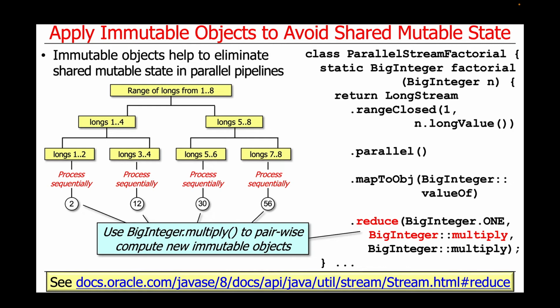For example, you can see here on the slide that the values 1 and 2 will be multiplied together to create 2. The values 3 and 4 will be multiplied together to create 12. The values 5 and 6 will be multiplied together to create 30. And the values 7 and 8 will be multiplied together to create 56. Each of those multiplications occurs sequentially, but they all run in parallel. So we end up with a set of computations that are taking place, creating those new values.